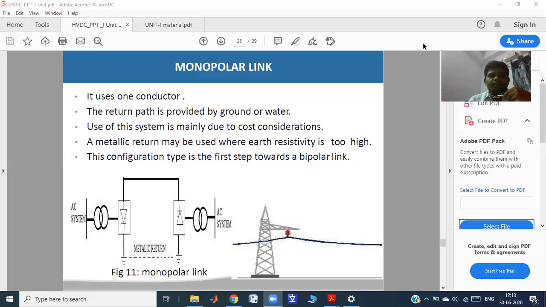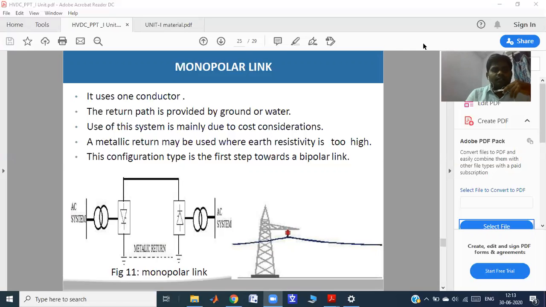A metallic return may be used where the earth resistivity is too high. That means the ground is connected through the system to a metallic electrode. This configuration type is the first step towards the bipolar link. This type of configuration is used to develop a bipolar link.